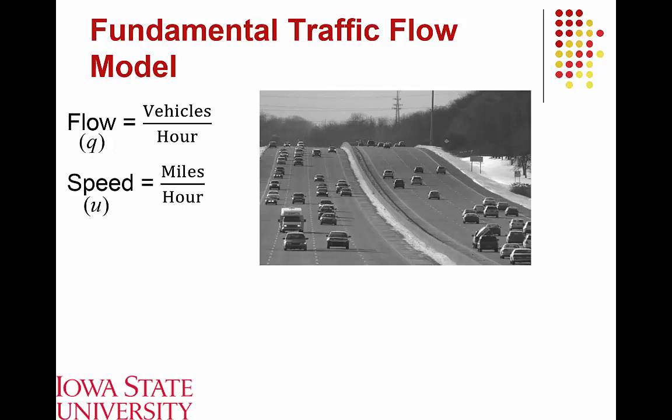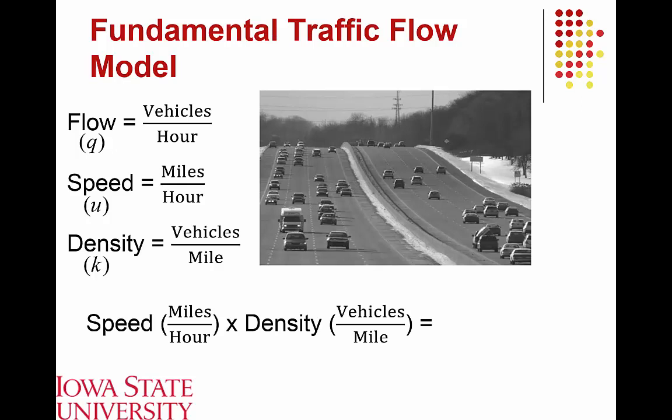Speed, which is just giving us details of how long it takes a vehicle to travel a specific length of road segment, measured in miles per hour. And then density, which is telling us how densely vehicles are spaced, typically on a per mile basis. Looking at the units here, it should hopefully become clear that we can easily relate these 3 quantities to one another by taking speed times density. You'll see the miles cancel, and we're then left with flow in vehicles per hour.